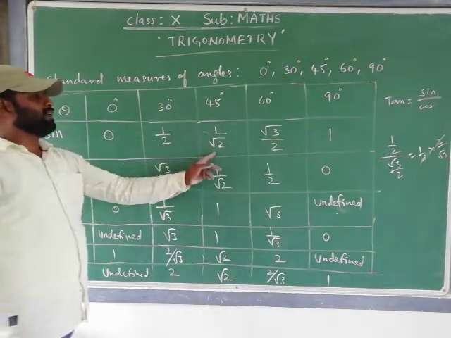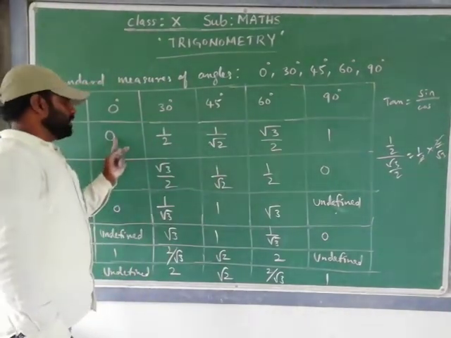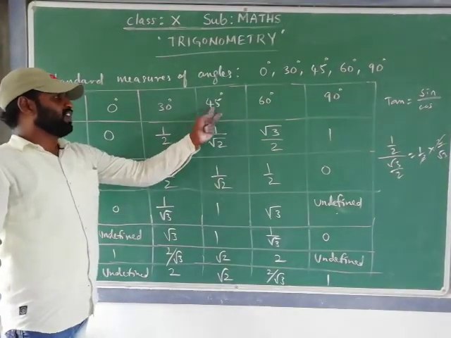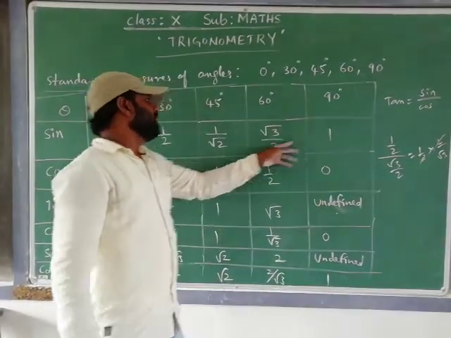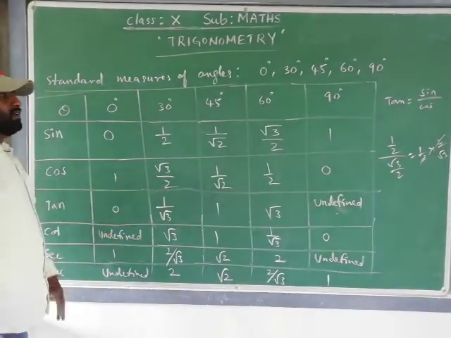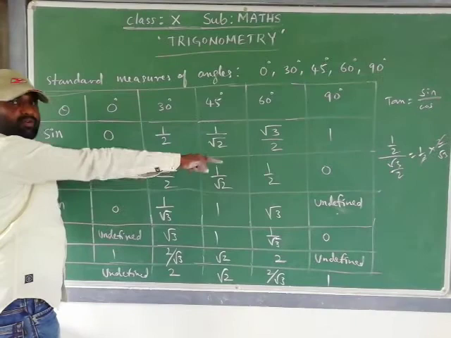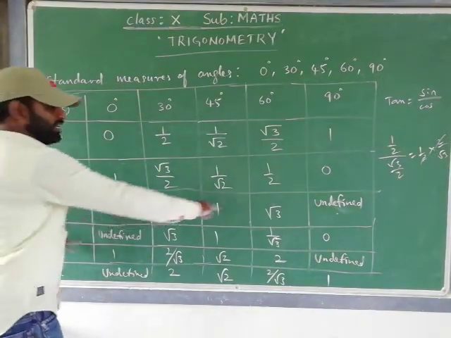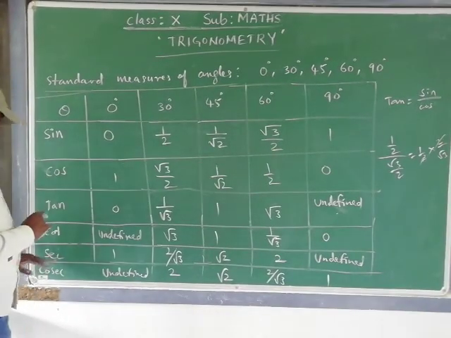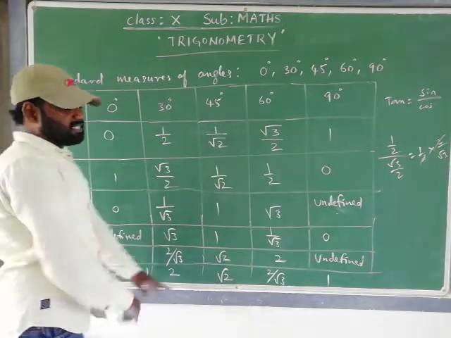0, 1 by 2, 1 by root 2, root 3 by 2, 1. At 0 degrees it is 0, 30 degrees is 1 by 2, 45 degrees is 1 by root 2, 60 degrees is root 3 by 2, 90 degrees is 1. If you remember this one line, you can write all the remaining. Sin you wrote in this way. Cos you start from the other end. Tan means sin by cos. Cot means just write tan in reverse order. Sec means 1 by cos. Cosec means you write sec in reverse order.